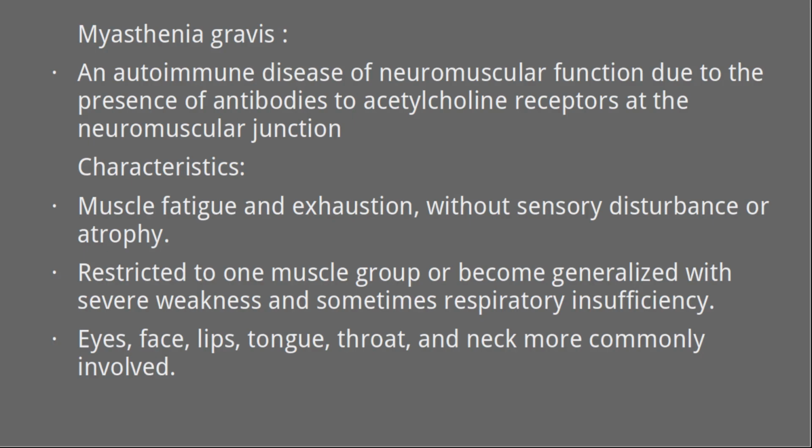neuromuscular junction. Characteristics include muscle fatigue and exhaustion that fluctuates in severity, without sensory disturbance or atrophy. It may be restricted to one muscle group or become generalized with severe weakness and sometimes respiratory insufficiency. It may affect any muscle of the body, but especially those of the eyes, face, lips, tongue, throat, and neck.